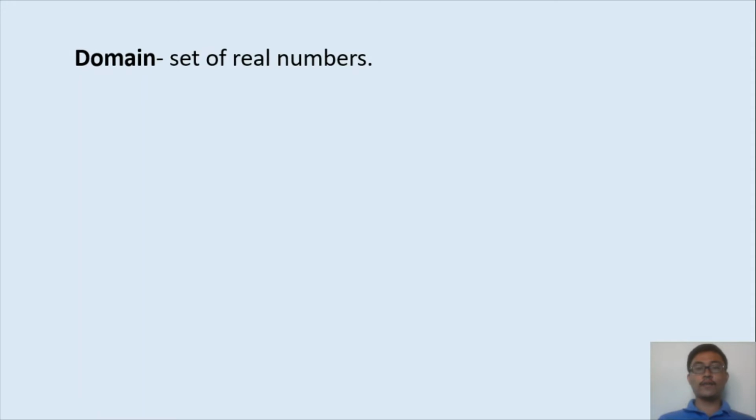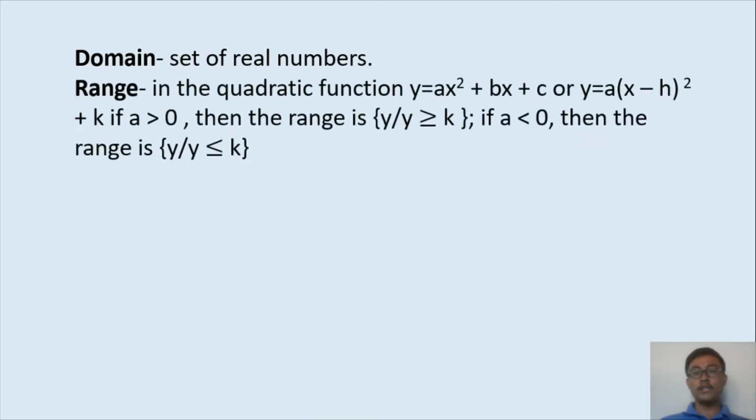Now let us first define the following terms. Domain is the set of real numbers. Range, in the quadratic function y equals ax squared plus bx plus c, or y equals a times the quantity x minus h squared plus k: if a is greater than 0, then the range is y such that y is greater than or equal to k. And if a is less than 0, then the range is y such that y is less than or equal to k.